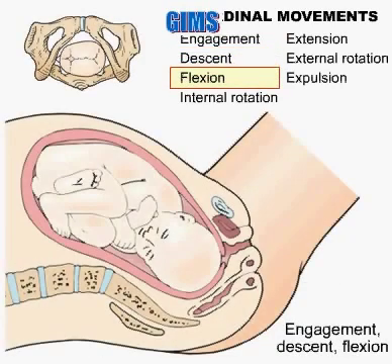Flexion occurs as the fetal head descends and comes into contact with the soft tissues of the pelvis, the muscles of the maternal pelvic floor and the cervix. The resistance encountered with these structures causes the fetal chin to flex downwards onto the chest. This position allows the smallest fetal diameter to enter the maternal pelvis.